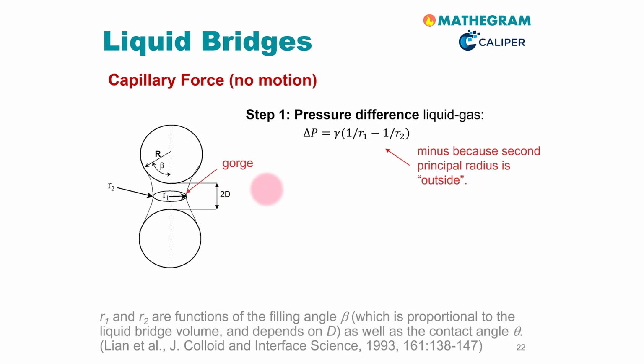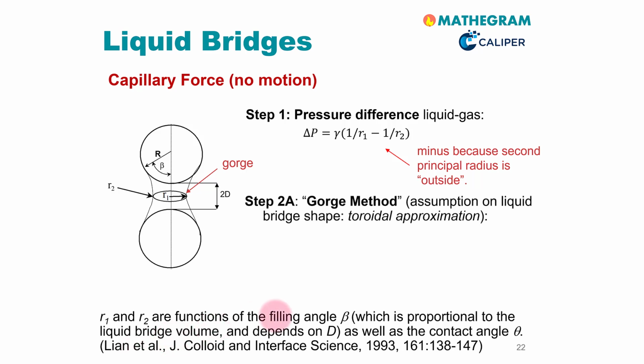That's very important. If you want to look into the details where you can find the equations for these principal radii R1 and R2, you can look it up in this publication of Lian et al. The next step is to then actually execute these calculations. And there are two options for that. Option A, step 2A, is using the so-called gauge method or the so-called toroidal approximation.